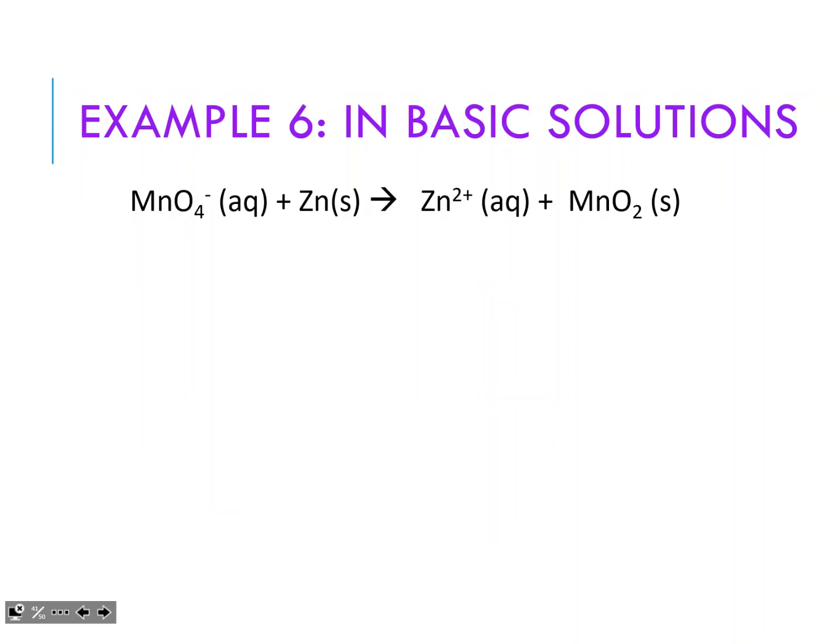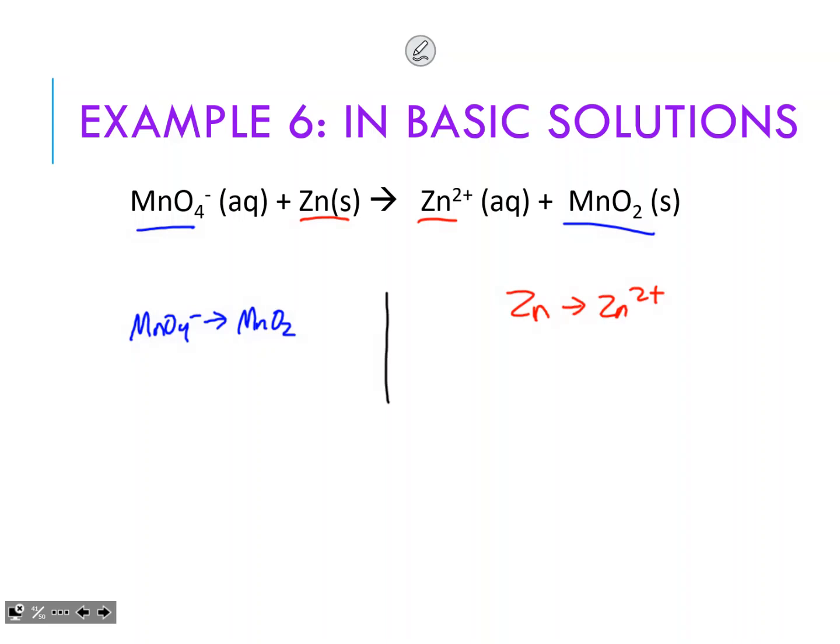Another one with permanganate in it. Look at that. Here we go. So first things first, we break it up into the half reactions. The zinc, that's pretty easy. Look to balance anything besides hydrogen or oxygen. Well, we have 1 manganese to 1 manganese on the left. We have 1 zinc to 1 zinc on the right, so those are balanced.